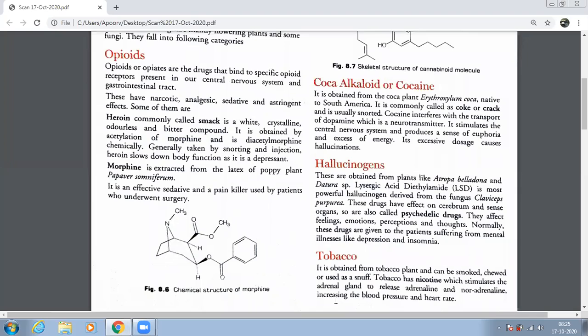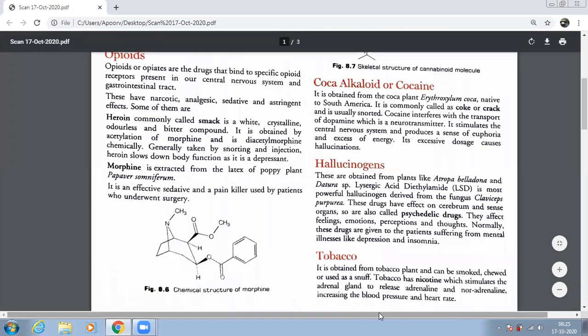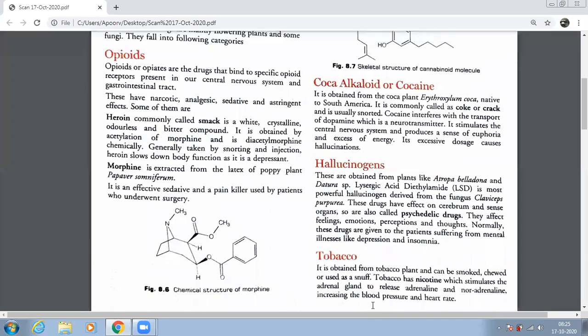Tobacco has nicotine which stimulates the adrenal glands to release adrenaline and noradrenaline, increasing the blood pressure and heart rate. So how does nicotine help us? ये जो दोनों हार्मोन्स हैं इसको रिलीज करती है, एड्रेनलिन एंड नॉरएड्रेनलिन. ठीक है, इससे क्या चीज बढ़ जाती है? BP, blood pressure and heart rate. बंदे को लगने लगता है कि मेरे अंदर बहुत एनर्जी आ गई है, हार्ट रेट बढ़ गया, ब्लड प्रेशर बढ़ जाता है एंड पीपल फील गुड.